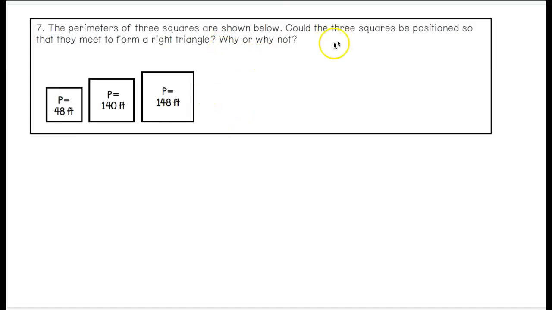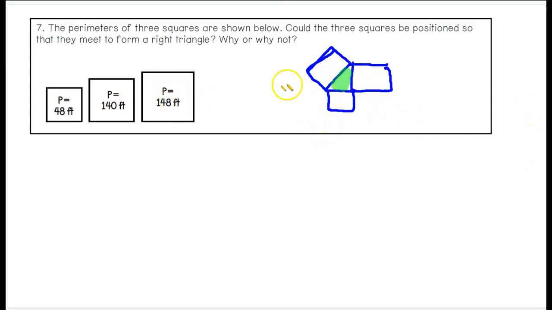The perimeters of the 3 squares are shown below. Could the 3 squares be positioned such that they meet and form a right triangle? And what they're asking is, can I put these together in such a way as to get a right triangle, so that each of them forms a square on the outside? These are not very good squares, by the way. But that is what it is. We want to know if that can be a right triangle based on these squares.